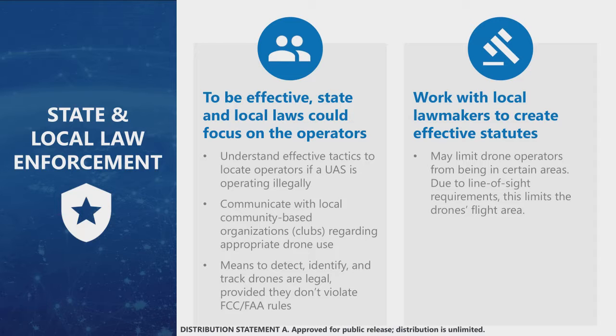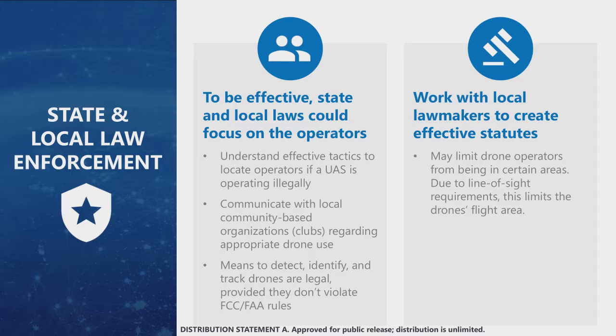But to be effective, state and local laws can't really regulate the drone itself because that is in federal airspace. So the number one tactic is to locate the operators if a UAS is operating illegally. Oftentimes the best way you can do that is just to follow the drone back to where it lands. It's normally going to land back where the operator is.